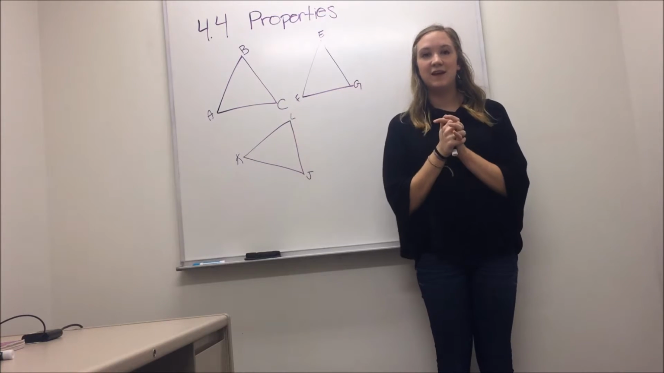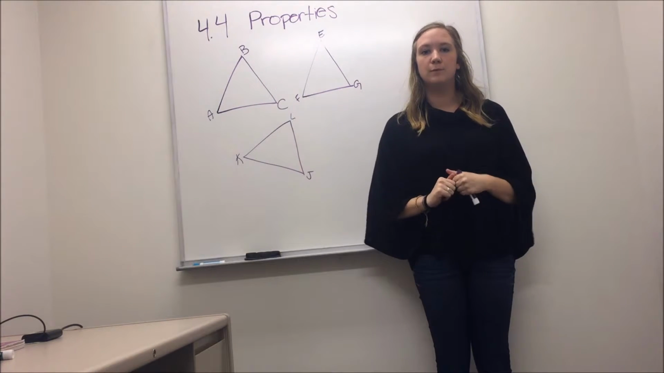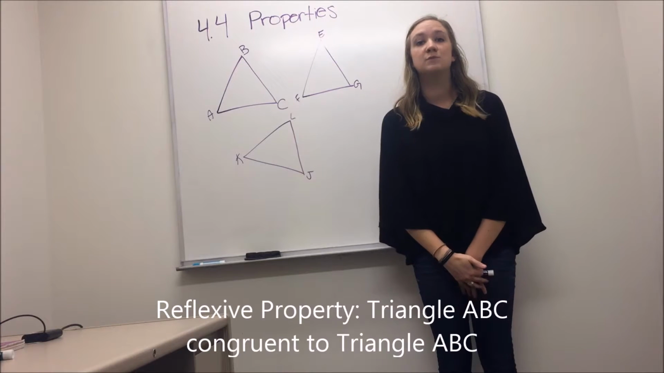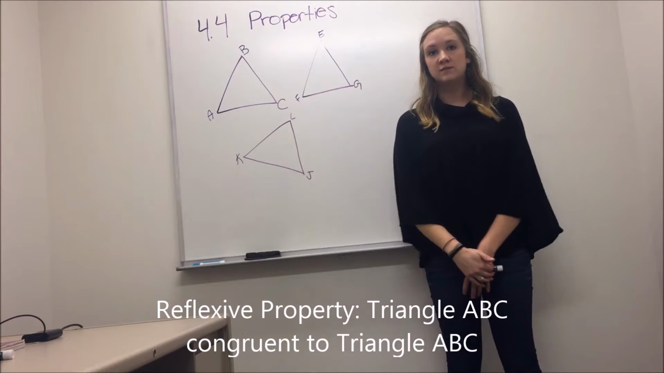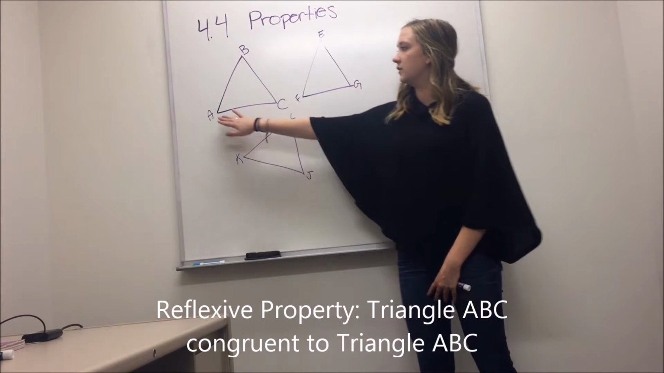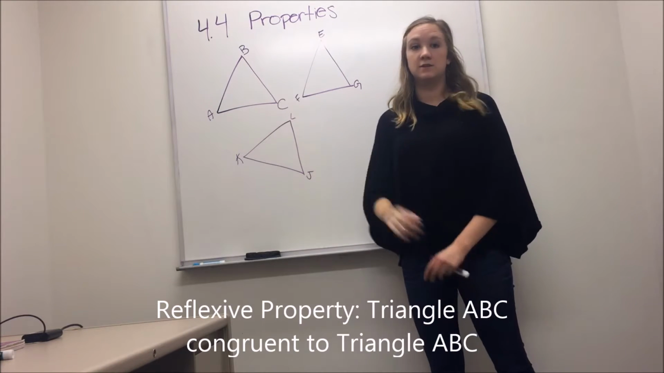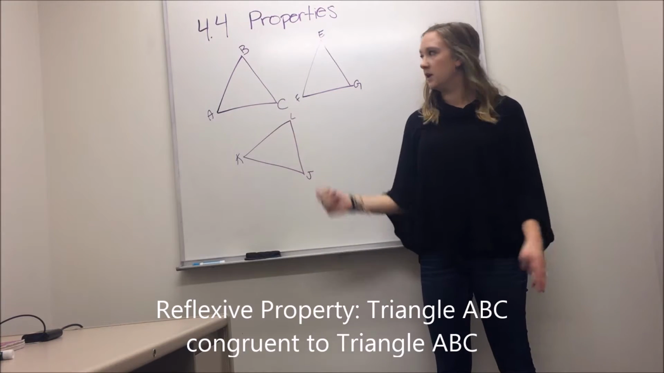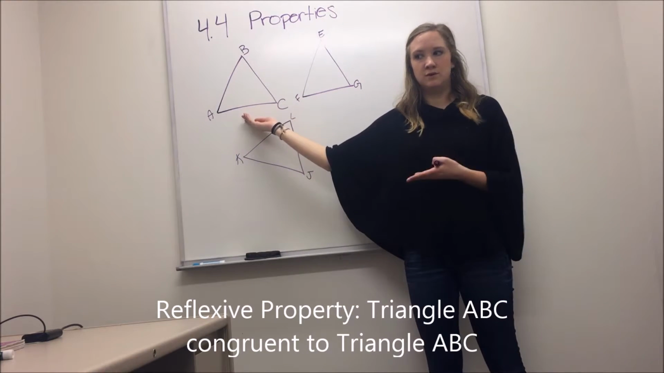Okay, now let's talk about some 4.4 properties of triangle congruence. So the first one that you need to know is reflexive property. Reflexive property states that triangle ABC is congruent to triangle ABC. Makes sense, right? The triangle is congruent to itself.